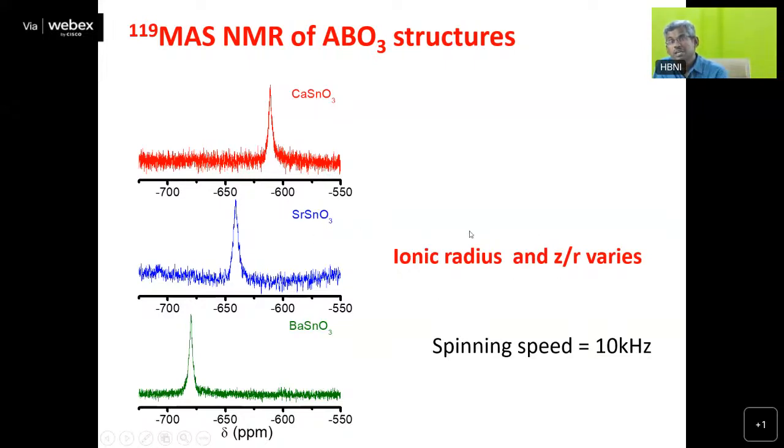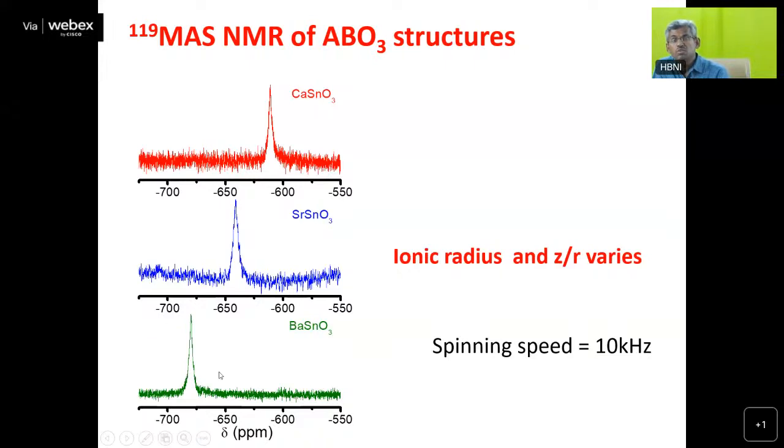Polarizability will be better. But here what happens? Z by R decreases if you go from calcium to strontium to barium. Your charge is remaining the same. Calcium is 2 plus, strontium is 2 plus, barium is 2 plus. But barium is a very big atom. So once the atom size is big, the R value will be higher, so Z by R will be lower. Once Z by R is lower, it cannot influence; it will have a very poor Z by R ratio. So oxygen will have more electron density, so it will shift.